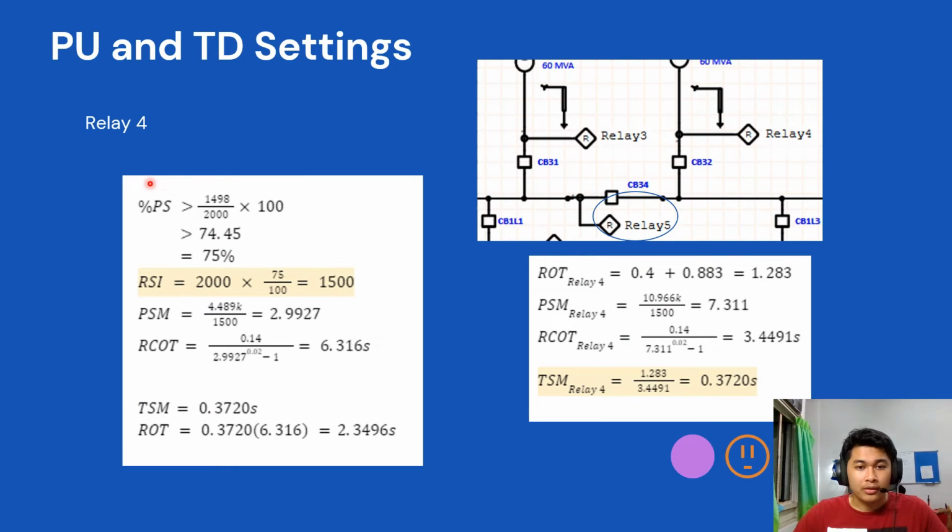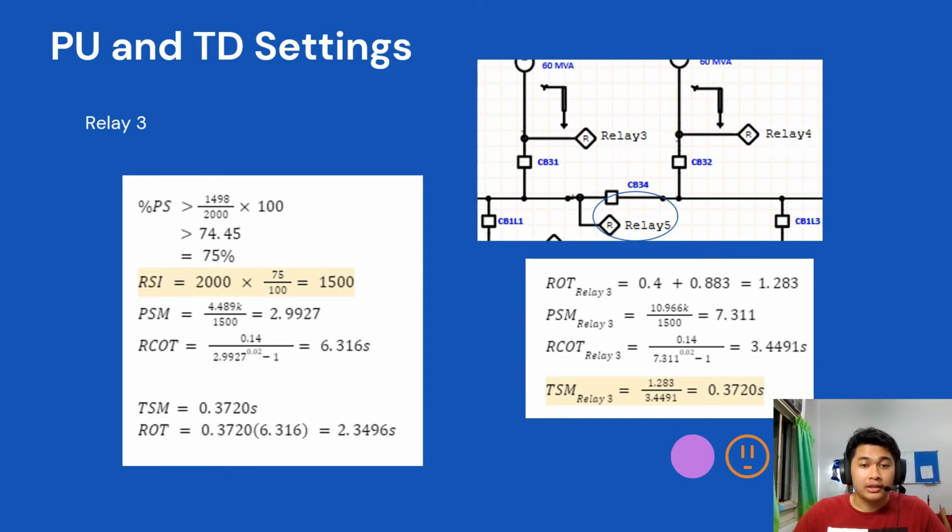Okay, for relay 4, the RSI we calculate as usual. We got 1500, but for the TSM value we use the ROT for relay 5 plus the delay time, and we got the new ROT, and then we can calculate the TSM value, that is 0.3720.